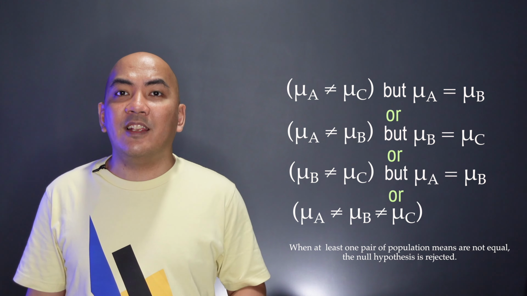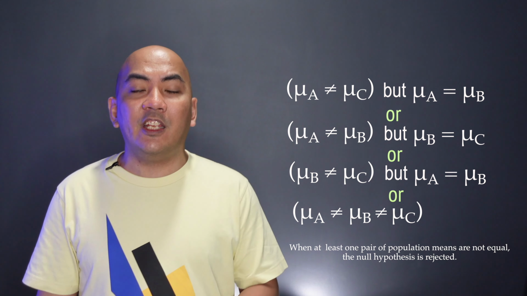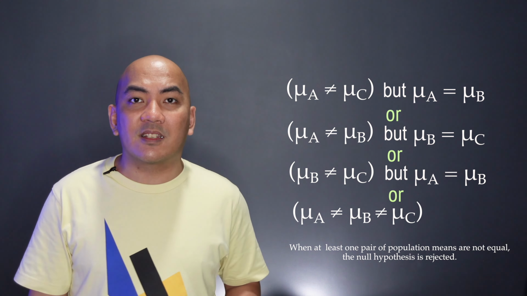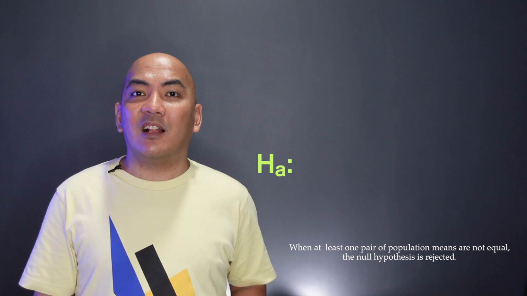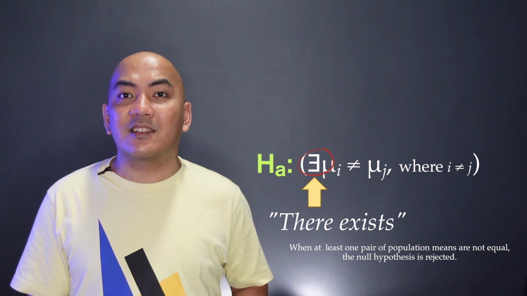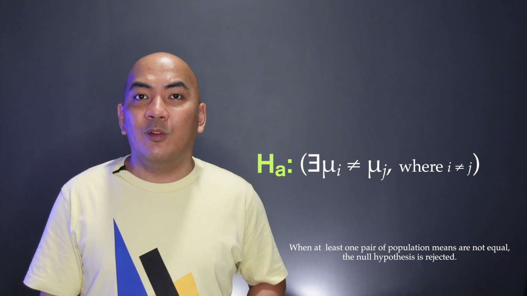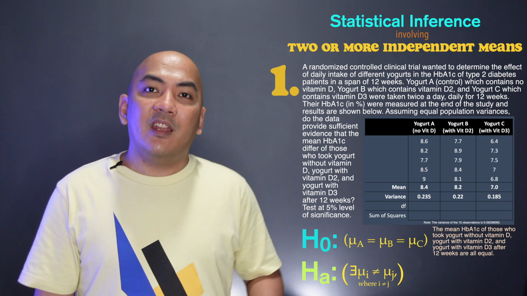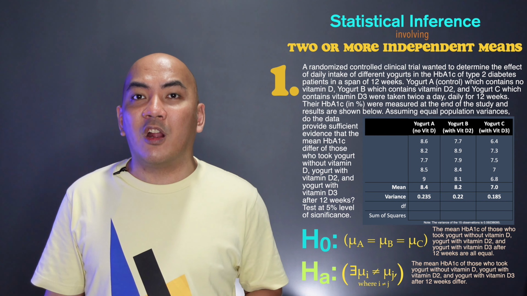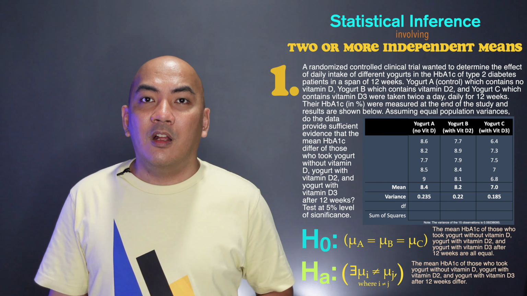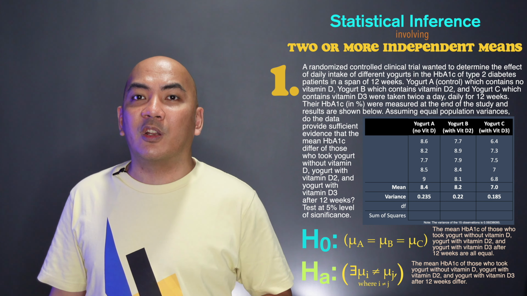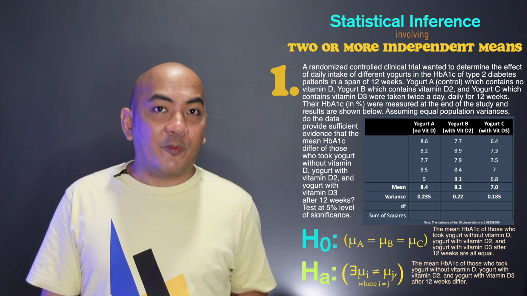Thus, when there is at least one pair of means which are not equal, that is already enough to reject the null hypothesis. So the proper way to write the alternative hypothesis is that there exists at least one pair of means which are not equal. In other words, the mean HbA1c of those who took yogurt without vitamin D, those who took yogurt with vitamin D2, and those who took yogurt with vitamin D3 differ.